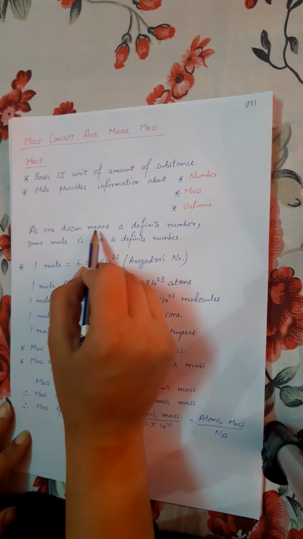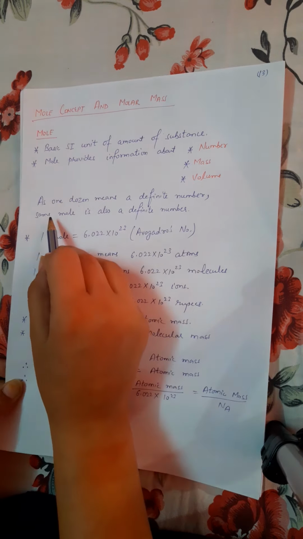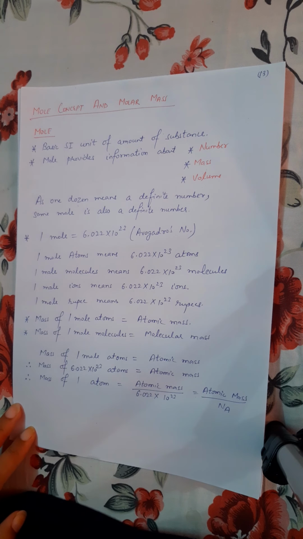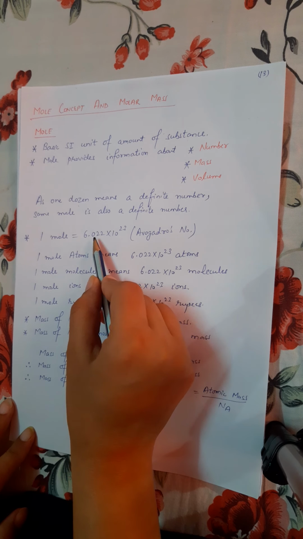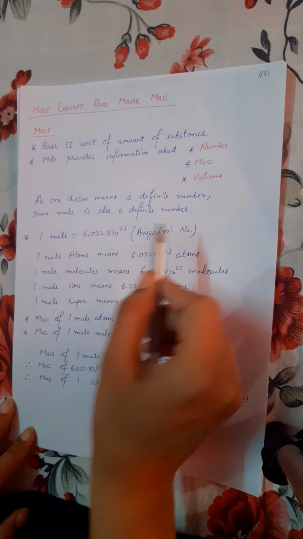As 1 dozen means a definite number, you know 1 dozen is equal to 12. So same, mole is also a definite number. Mole is a definite quantity. Like 1 mole is equal to 6.022 into 10 to the power 23. It is equal to Avogadro's number.